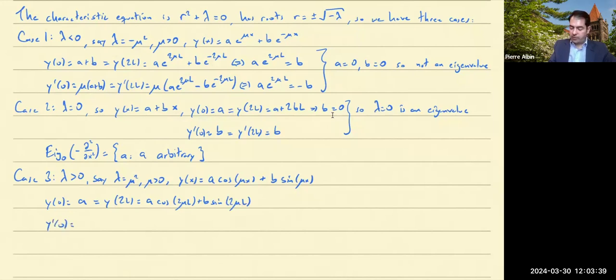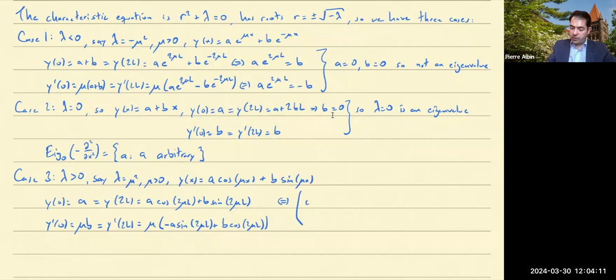We also want the derivatives to match. So that's y prime of 0. That would be mu times b. And we need that to be equal to y prime of 2L, which would be mu times minus a sine of 2 mu L plus b cosine of 2 mu L. Okay, we want to solve this. Let's write it in matrix vector form.